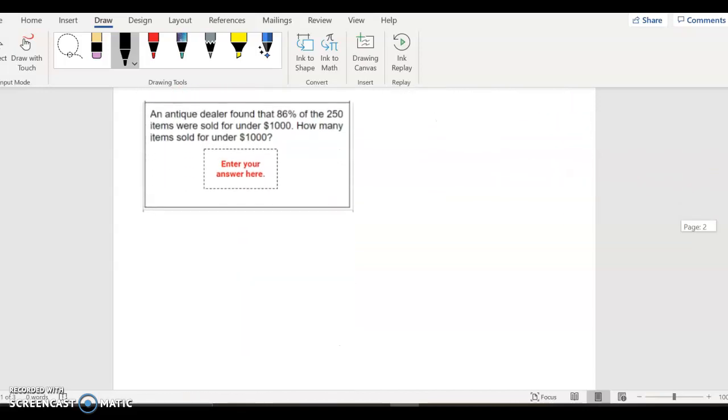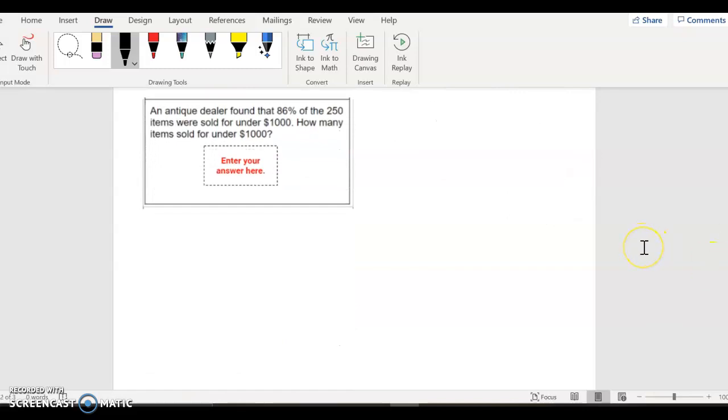Okay, next question. Again, more of our real world situation. An antique dealer found that 86% of the 250 items were sold for under $1,000. So we want to know how many items were sold under $1,000. So again, our proportion, 100 on the bottom. We have our percent, it's 86. Okay, I have 250 items in my store, so that's the total. X goes on top. We want to know how many of those are less than $1,000. So let's cross multiply. That's going to be 100x.